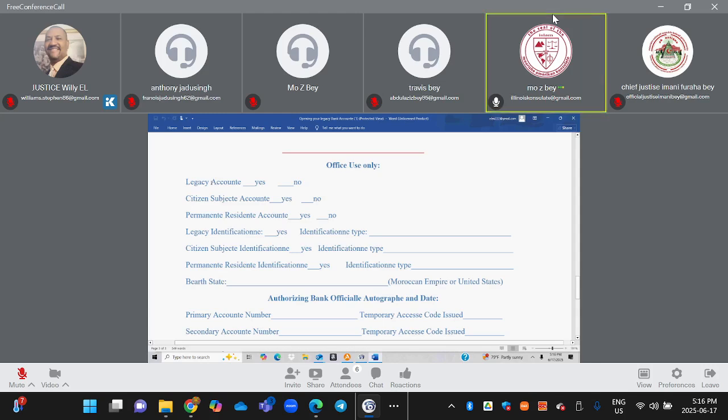Legacy account would be marked here. Put an X here for yes. And then you will come down to legacy account identification. You'll put yes. Then identification type would be one of the prerequisites up top, the identifications that you need.